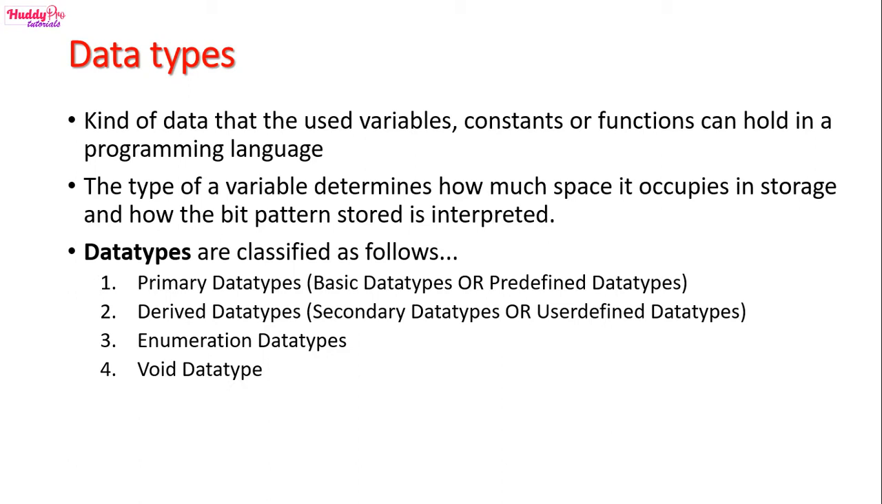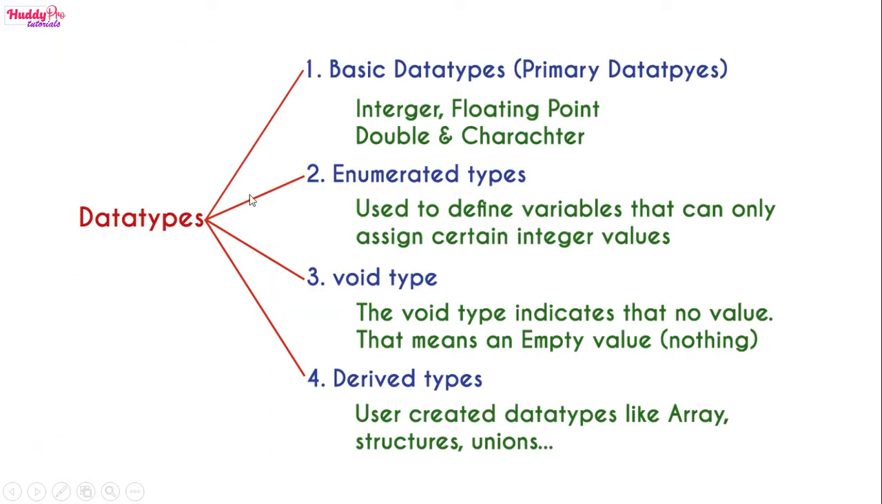So in C programming language, data types are classified as follows. We have what we call the primary data types. At times we call it the basic data types or predefined data types. Two, we have the derived data types or the secondary data types or user-defined data types. Then you have enumeration data types and then the void data type. This tree diagram tries to show each data type and some description or more other types under each data type. So you will go through them.